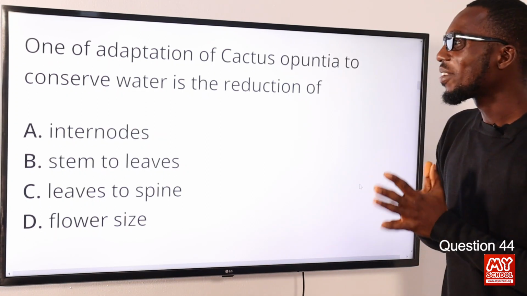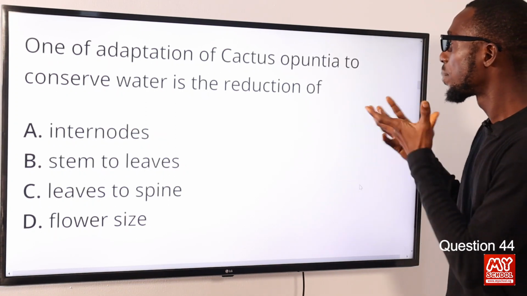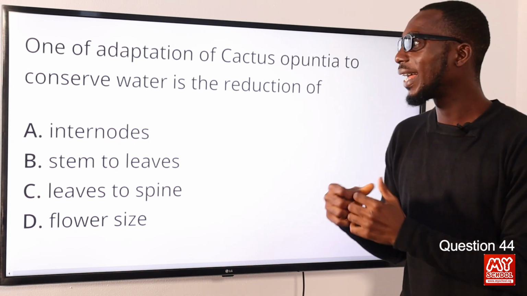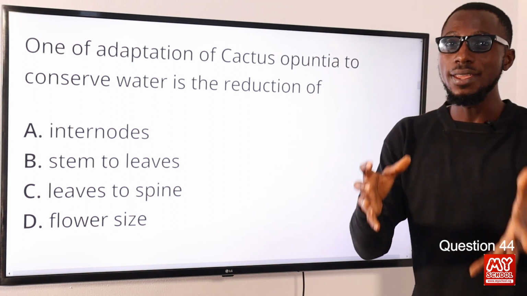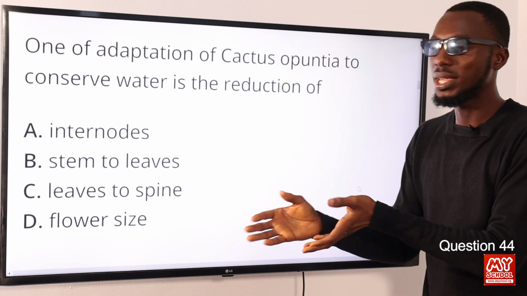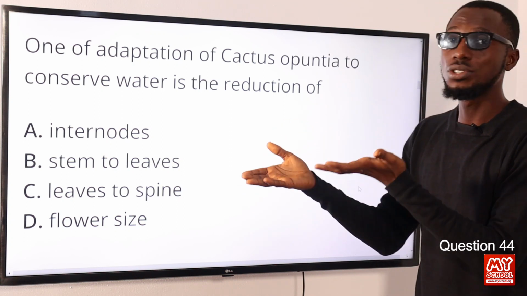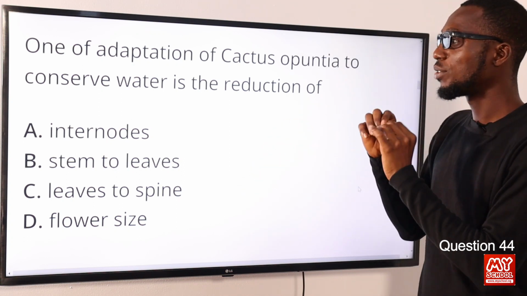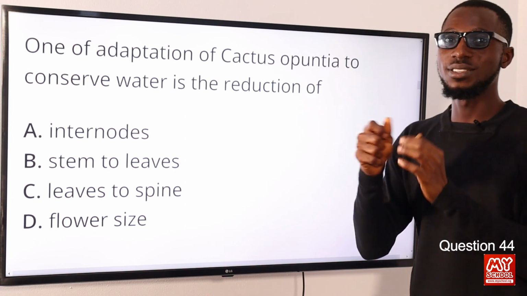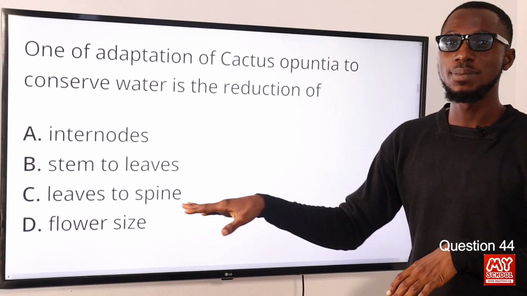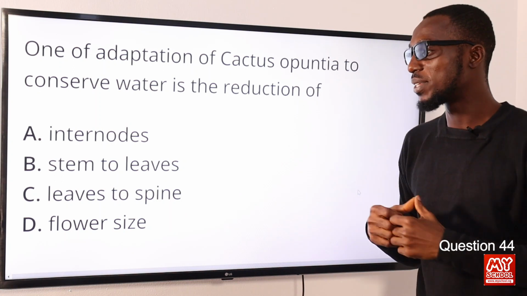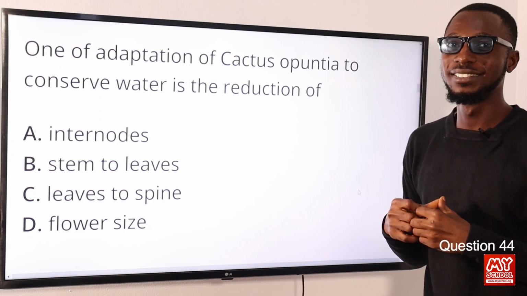44. One of the adaptations of cactus Opuntia to conserve water is the reduction of its leaves to spines. This is what you actually see. That is why when you try to touch cactus plants, you can get pricked by the spiny leaves. So the correct option here is option C, leaves to spines.